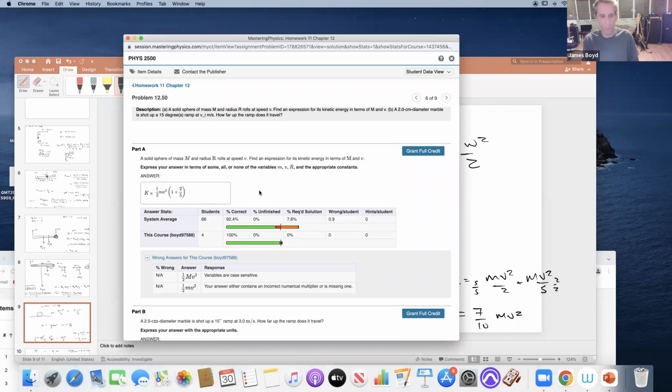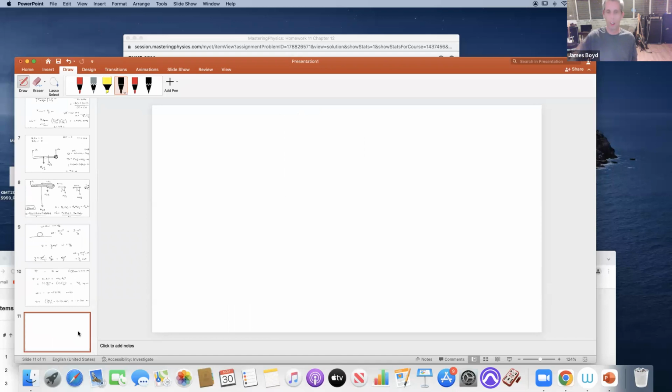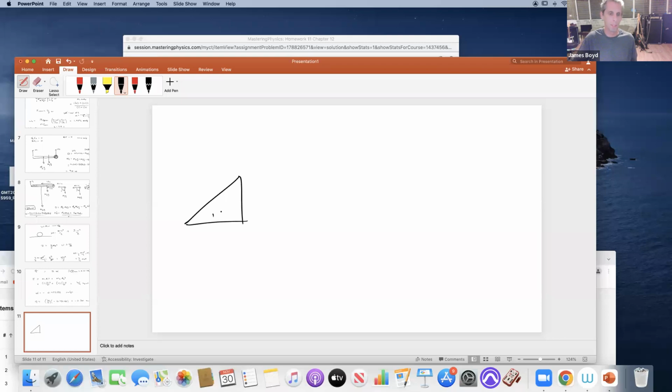So now we want to know if a 2-centimeter diameter marble is shot up a 15-kilogram ramp at 3.0 meters per second, how far will it travel? We're assuming this thing's solid. So, all right, we're going to need to do the following. We have a ramp, a 15-degree ramp. And this thing's got an initial v of 3 meters per second. So its initial kinetic energy is going to be 7/10 mv squared. That's going to be its energy here.